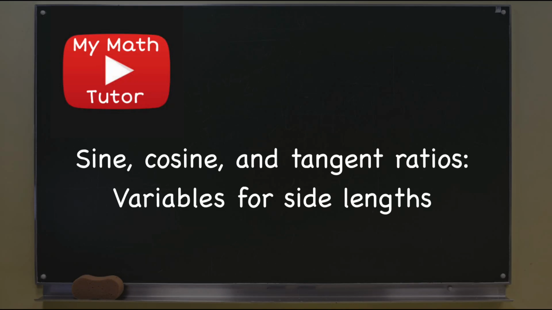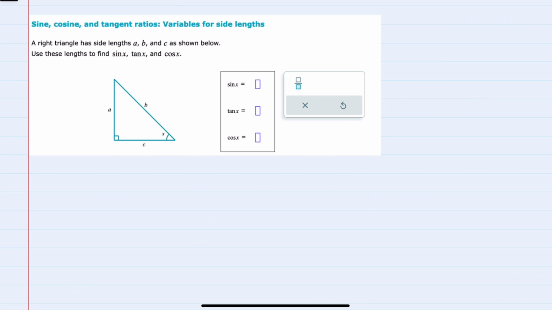In this video, I'll be helping you with the ALEKS problem type called sine, cosine, and tangent ratios, variables for side lengths. We're given an example right triangle here, and we have the sides labeled A, B, and C, and we're given the angle from which we are taking the sine, tangent, and cosine.